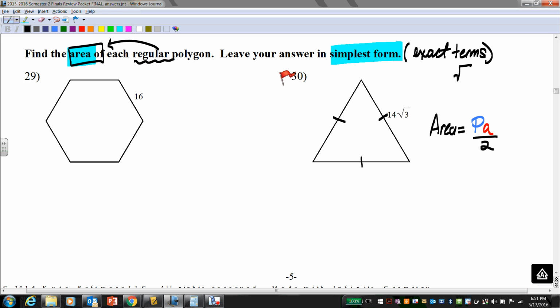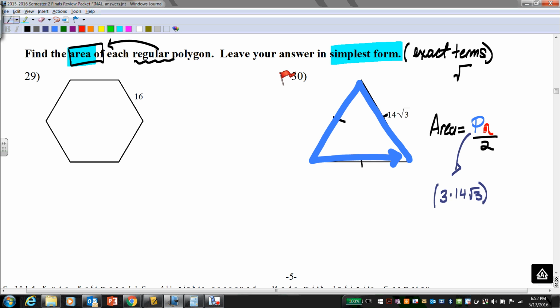So we need to take a look at what we have here. First off, let's trace our perimeter. And we know all 3 sides are equal. So our perimeter is easy. Our perimeter, we can just do 3 times 14 root 3. All of that gets our perimeter.